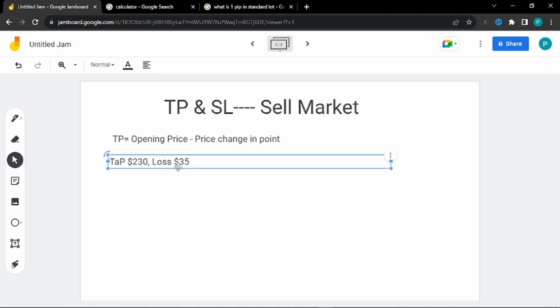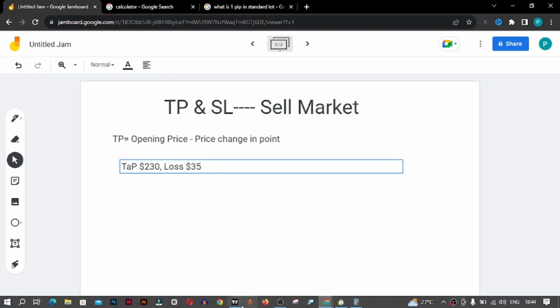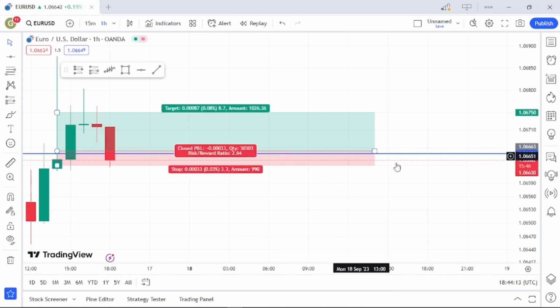So assuming over here now in your sell market, you actually want to make a profit of $200, but when you lose, you want to lose exactly $25. So how do you do this? First thing is to know your opening price. Still using the same market range again. Your opening price here is simply, okay, let's use this current market open price here.